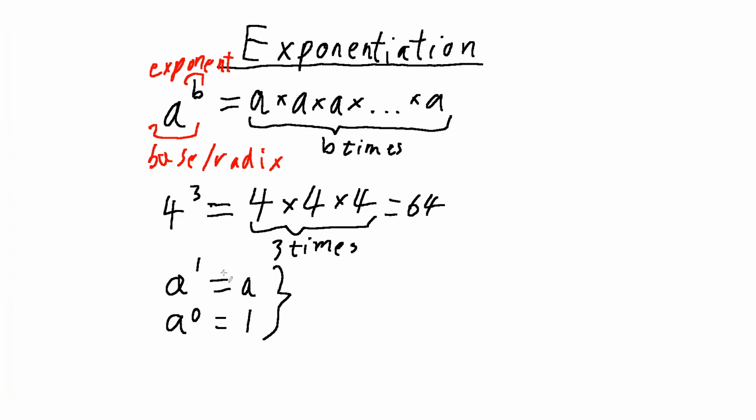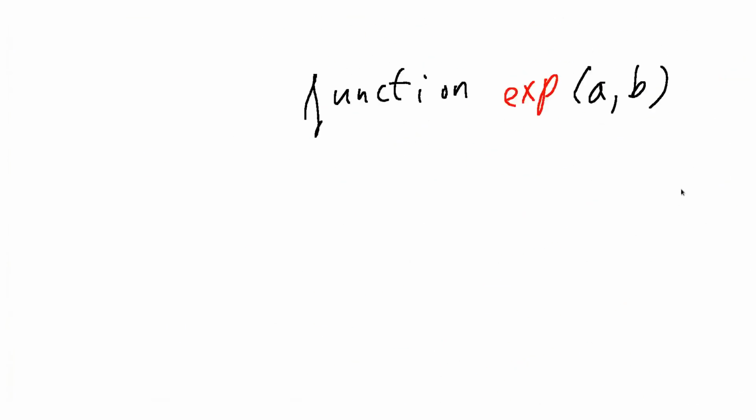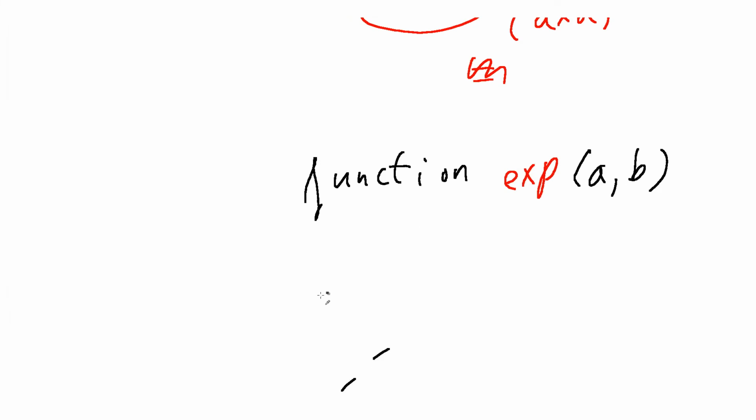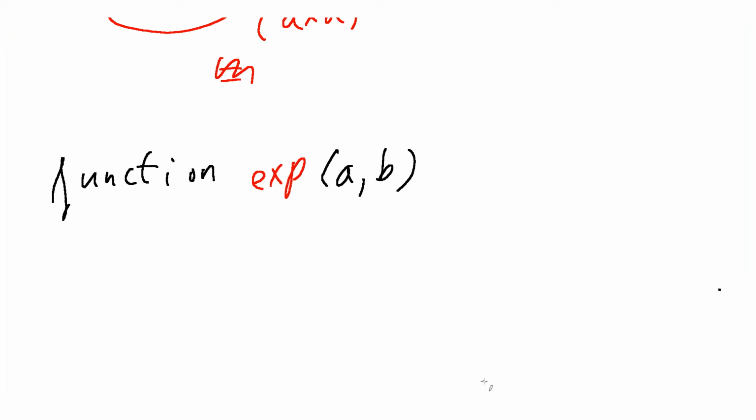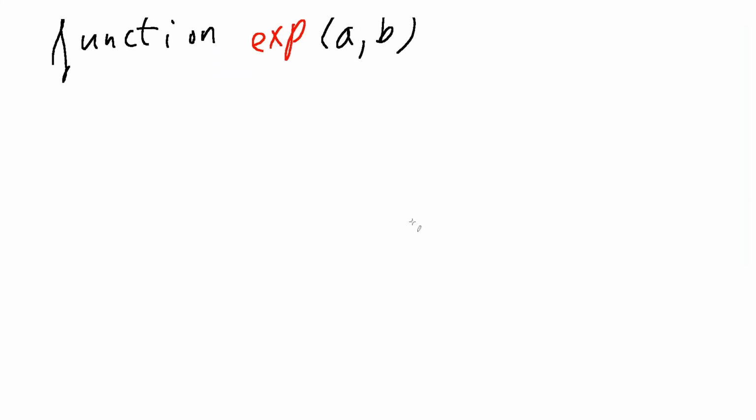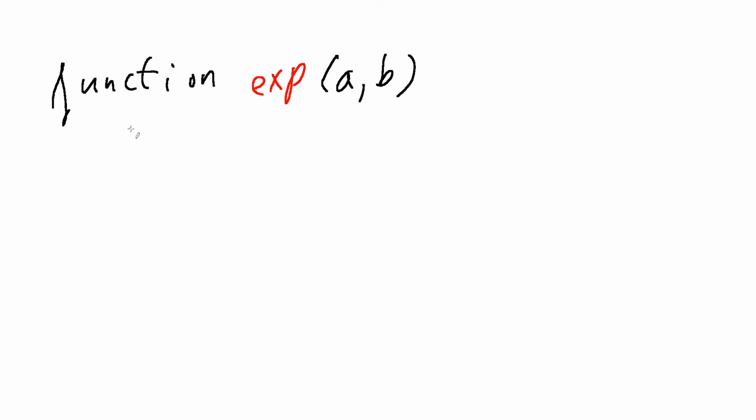And as I said earlier, there are two special cases of exponentiation where we don't really have to calculate anything. A to the power of 1 is just a, and a to the power of 0 is 1. So we can use these so that we don't have to calculate anything, and so that our algorithm actually terminates. So if b equals 0, then return 1.